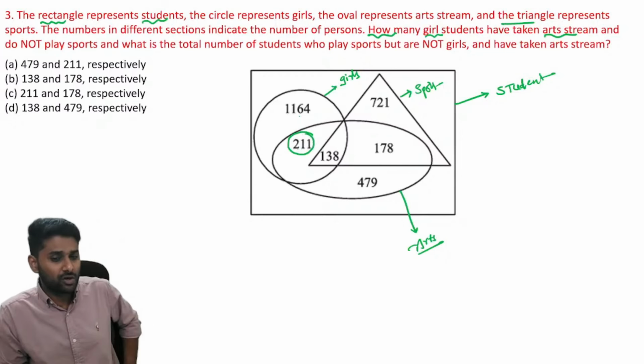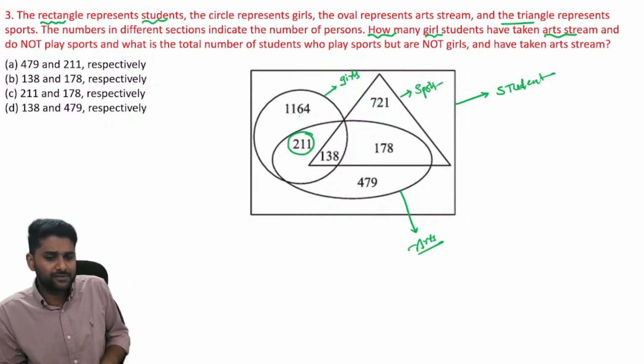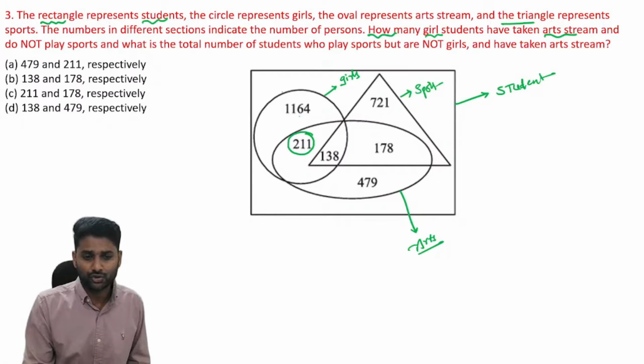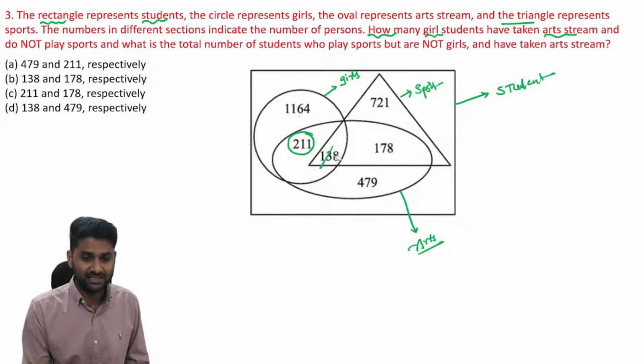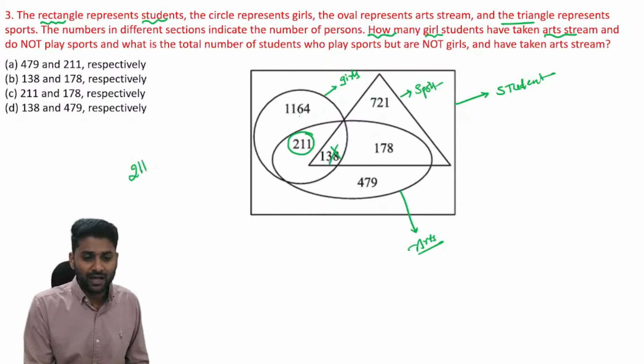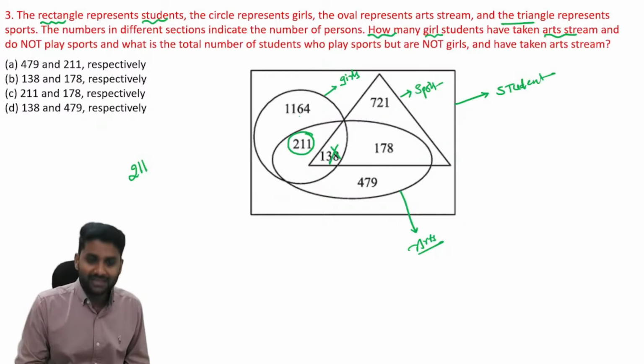See, 1164 is only girls. They are not part of sports or arts. They clearly mention that we need girls who are interested in arts. That's why in the combination information you have to consider 211. And do not play sport. Guys, they clearly mention that they do not play sports. That's why we do not consider 138 in the calculation. Because if the information is all about girls and arts, you would consider 211 and 138. But they clearly mention don't include the persons who are interested in sports. That's why you consider only one value, 211. 211 girls who are interested in arts.